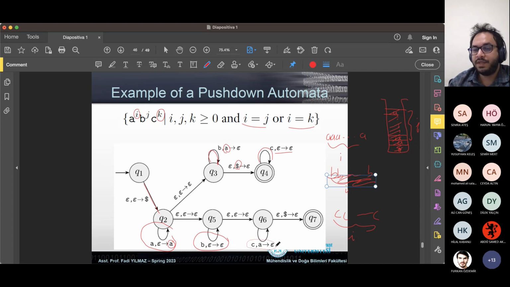But in this part, by reading C's, I am popping A's again. When all the A's are popped and there's nothing else, by reading nothing, I can pop to the other side and go to the accept state. So this is the way of doing that. We use non-determinism to choose the path because it says "or": this way or this way.